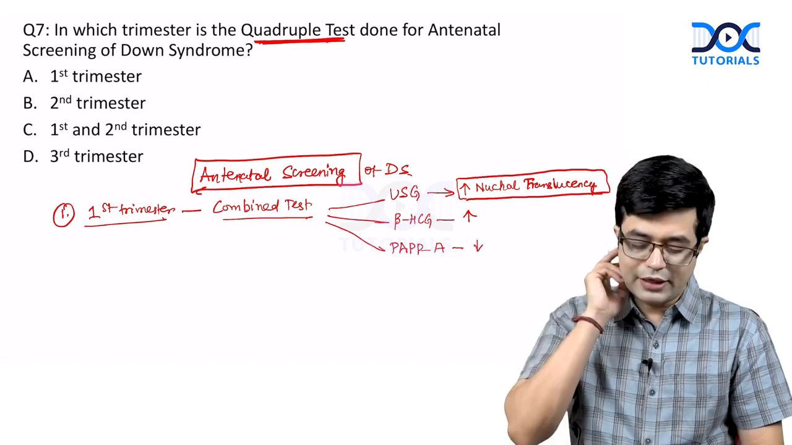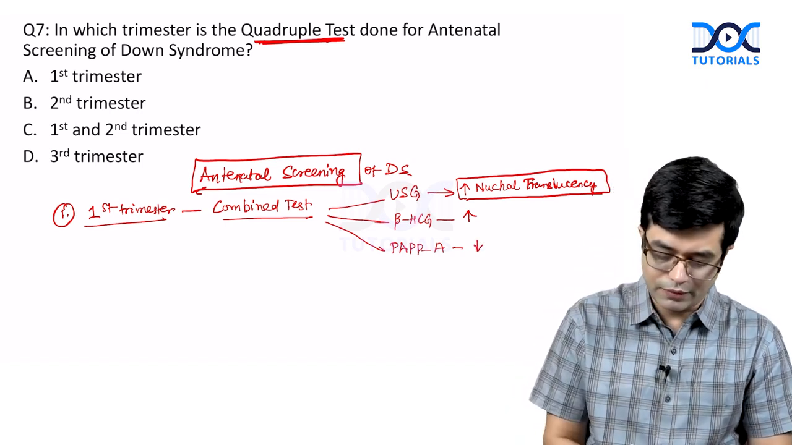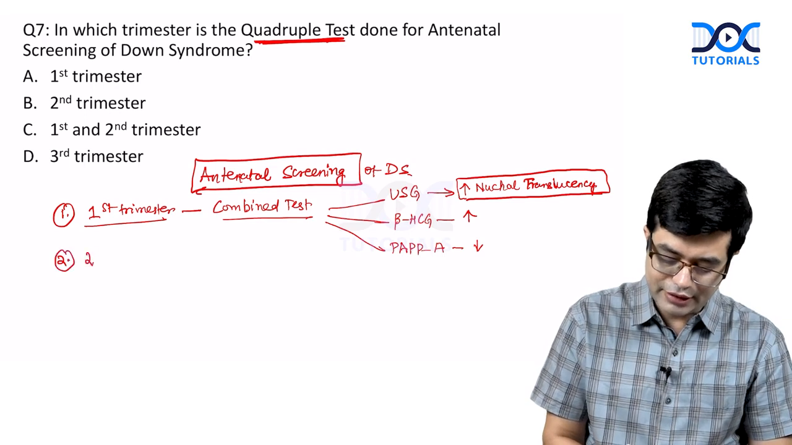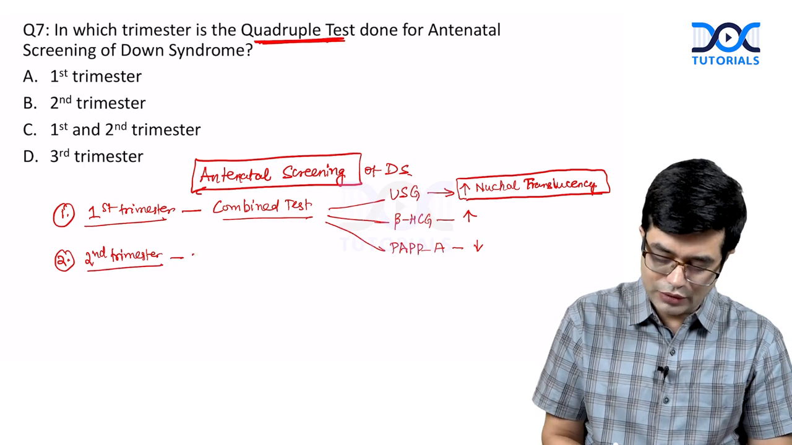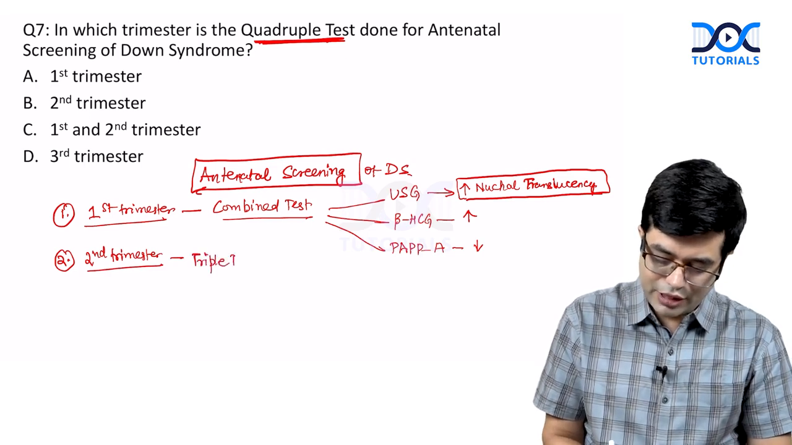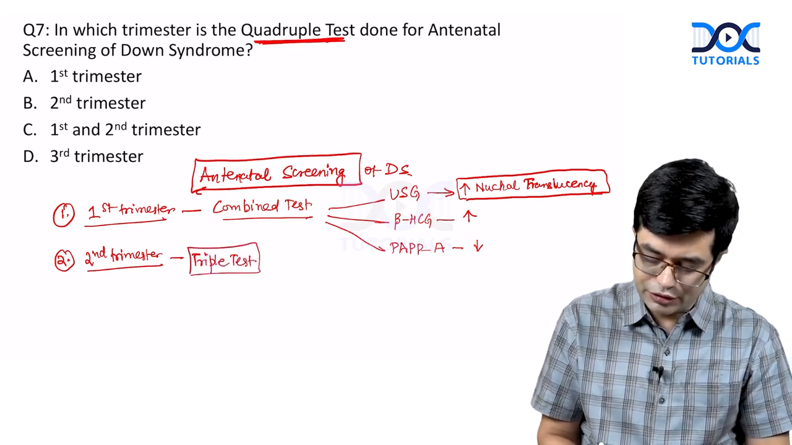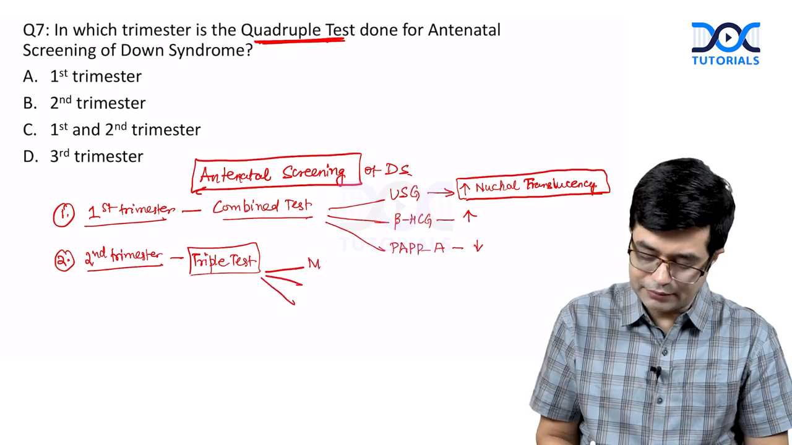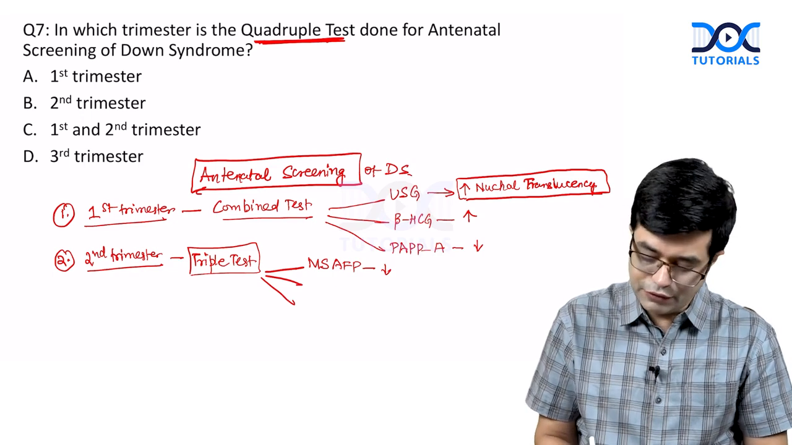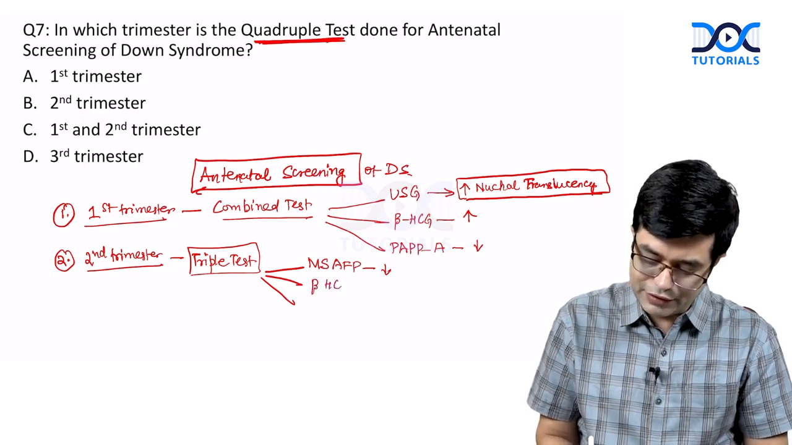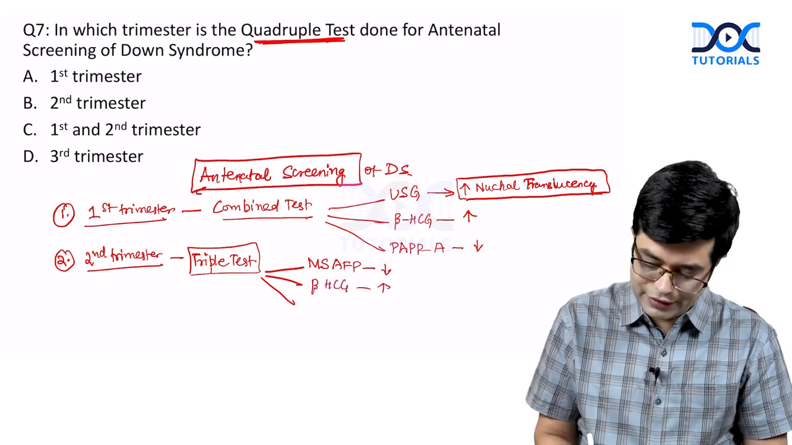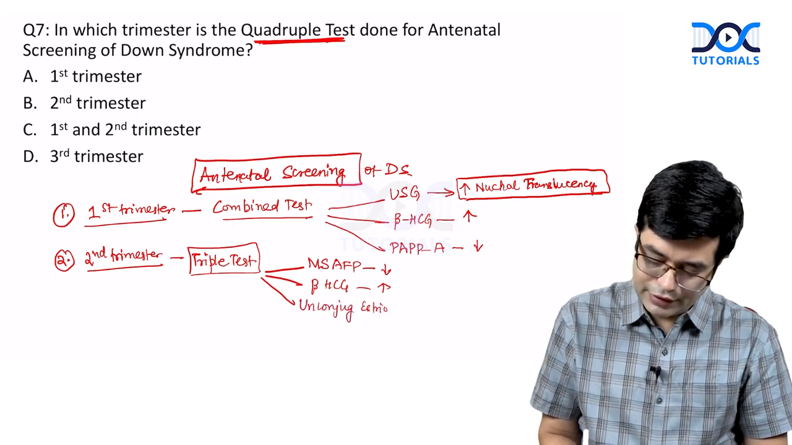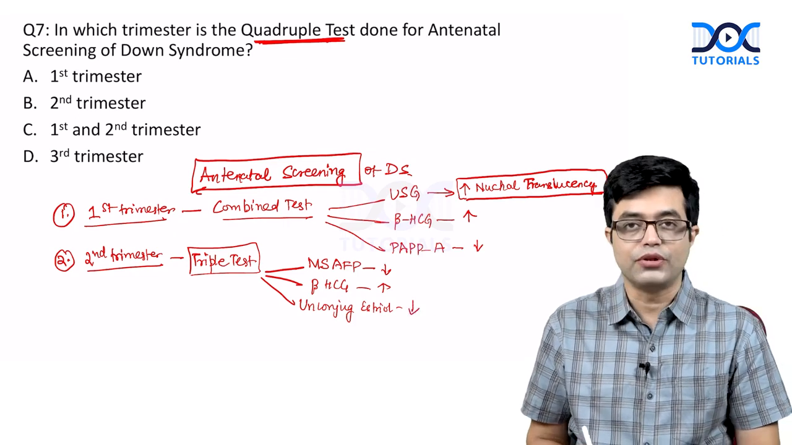So this is the combined test picture suggestive of Down syndrome. Then we do the second trimester screening. In second trimester, what do we do? We do a test known as triple test. What does triple test check for? It checks for 3 things. Maternal serum alpha fetoprotein, which will be found to be reduced. We will check for beta HCG, which will be found to be increased. And you will check for unconjugated estriol, which will be found to be reduced.